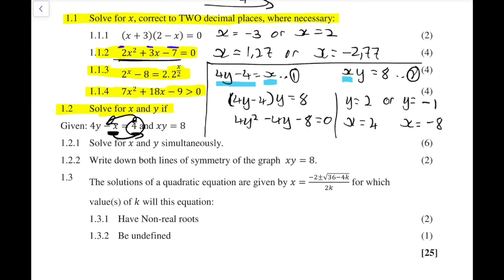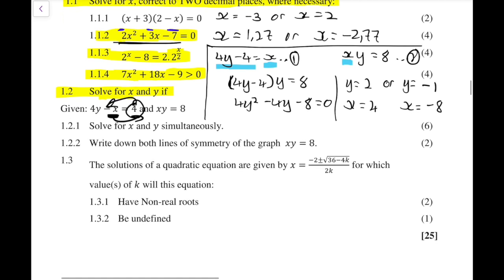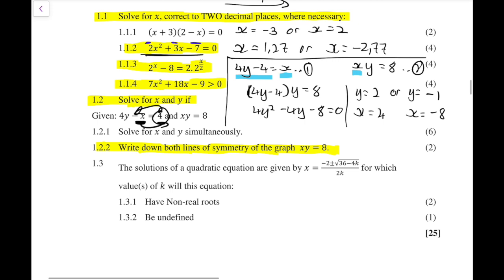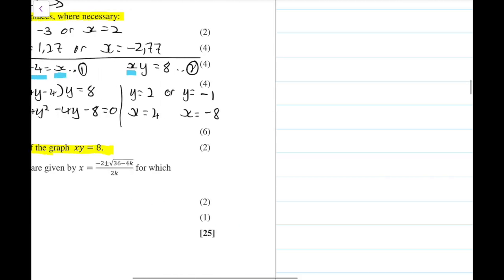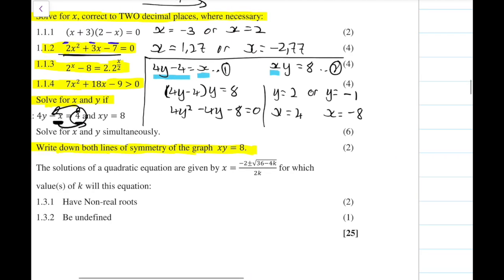All right, then it says write down both lines of symmetry for the graph xy is equal to 8. Now here, they just want to test your knowledge on whether you recognize that this is actually a hyperbola. So let me show you how you're going to find the axis of symmetry for this particular graph, xy is equal to 8. So this is 1.2.2.